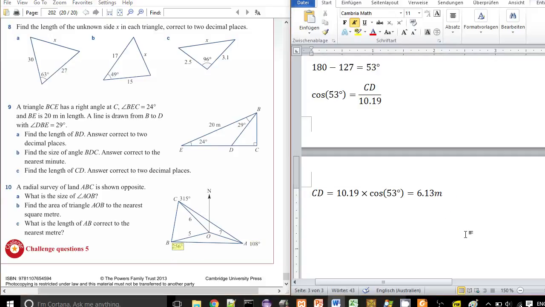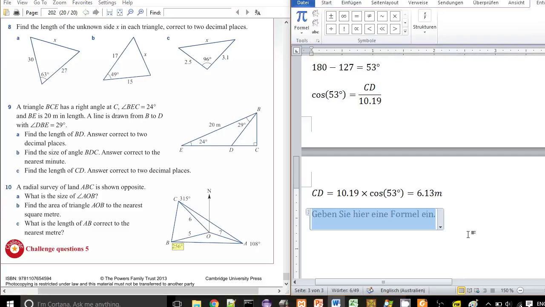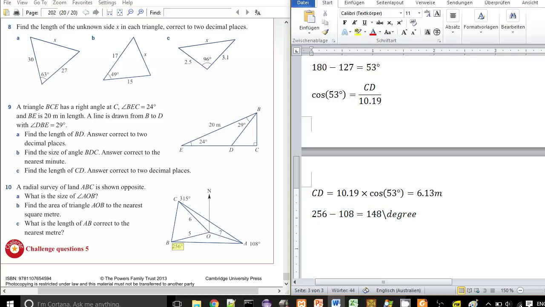So subtract. So let's do 256 minus 108, which is 148 degrees. I'm getting tired. It's past my bedtime. Okay. 148 degrees. That's the answer.